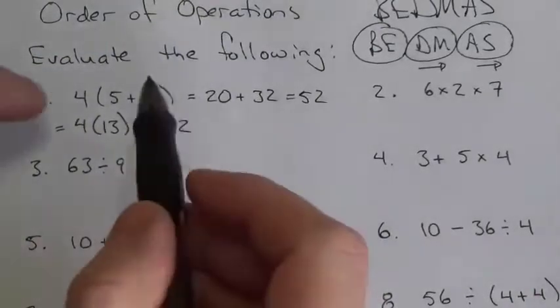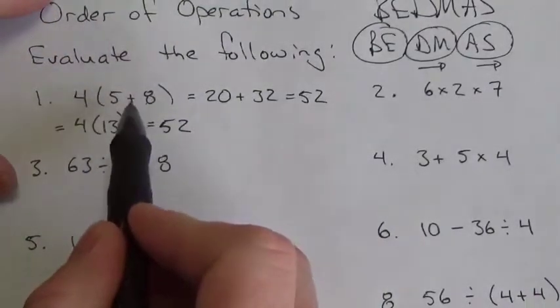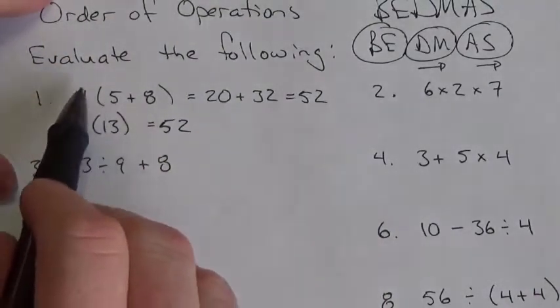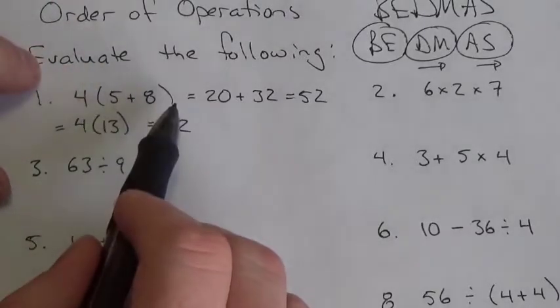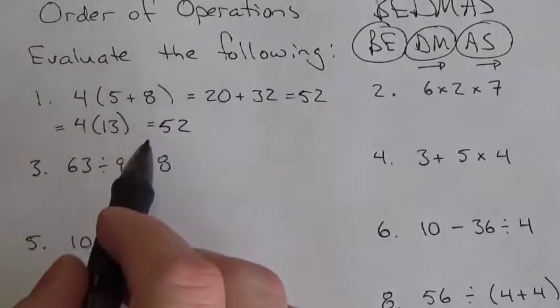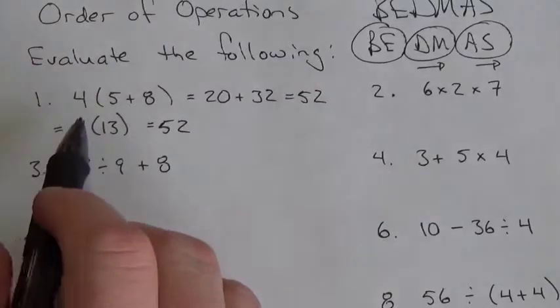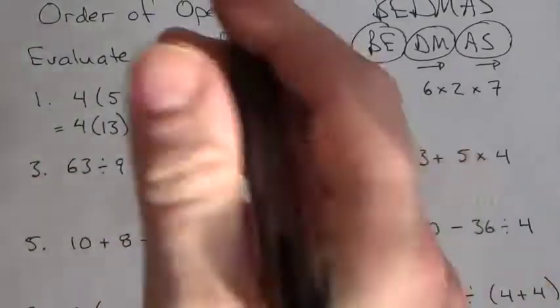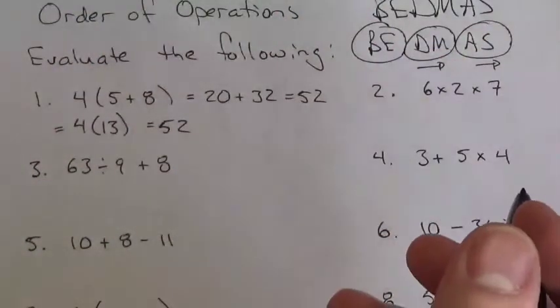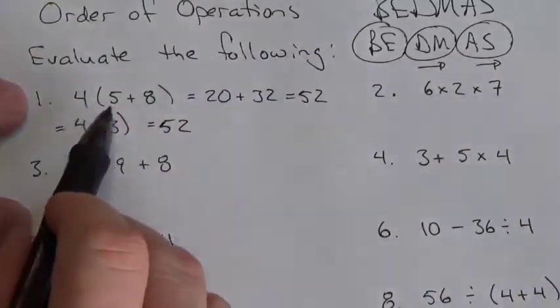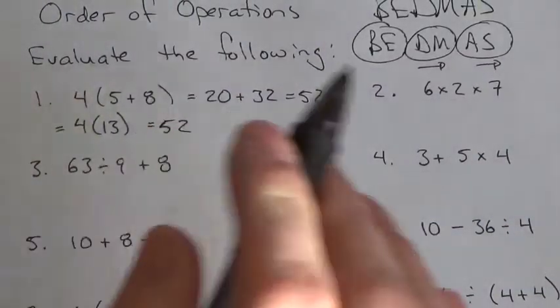Either way, I've either got to add what's inside the parentheses first, or deal with the multiplication across the parentheses. Where people make a mistake is if they just multiply 4 by 5, then they haven't actually dealt with the brackets yet. That's the mistake they make. If they just multiply 4 times 5 and then add the 8, that's incorrect.